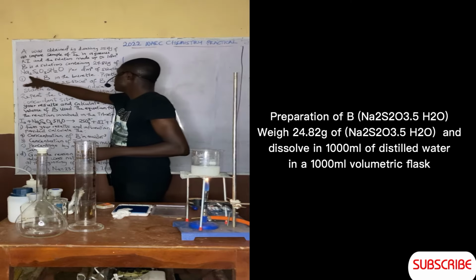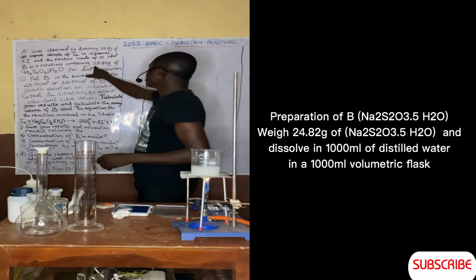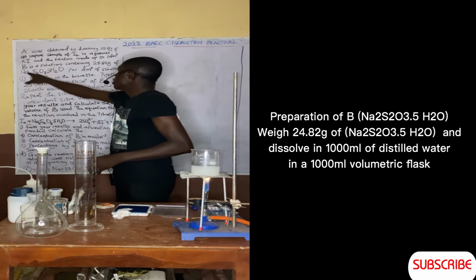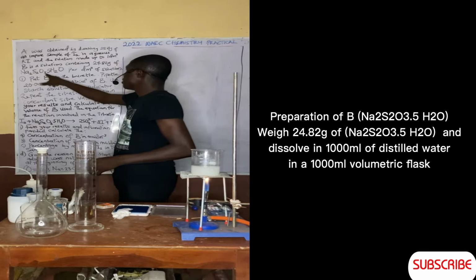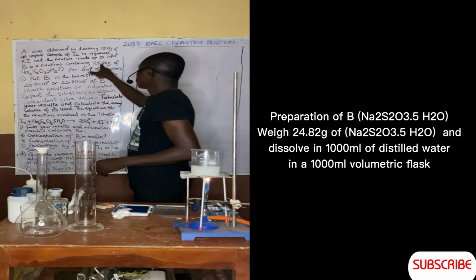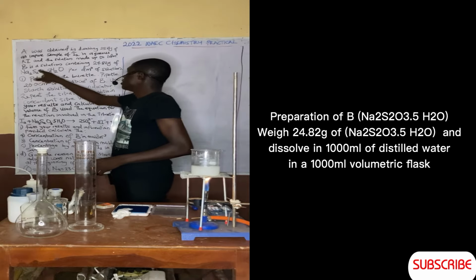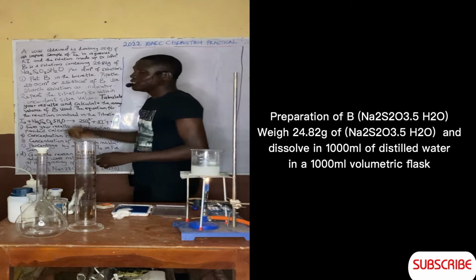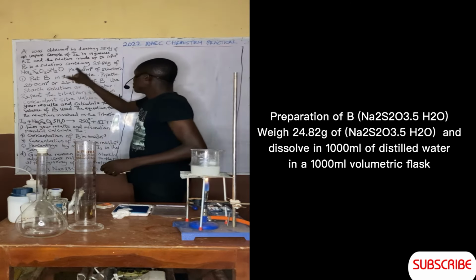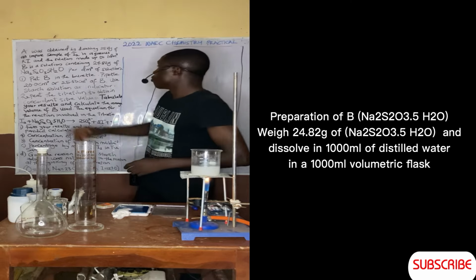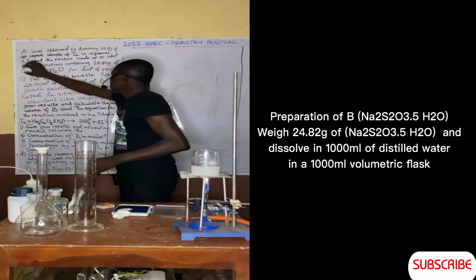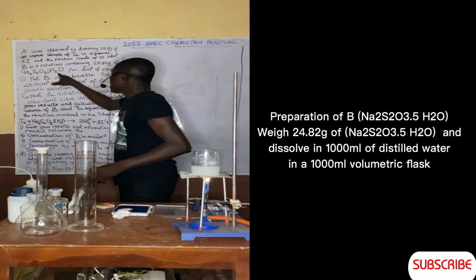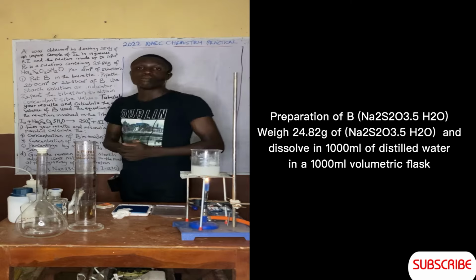While we are heating it, let's go to the measurement of our Na2S2O3. Now we are going to measure this. How to measure this: we are going to weigh 24.82 grams of sodium thiosulfate pentahydrate per dm cube, meaning that I want to weigh this and dissolve it in 1000 cm cube of distilled water.